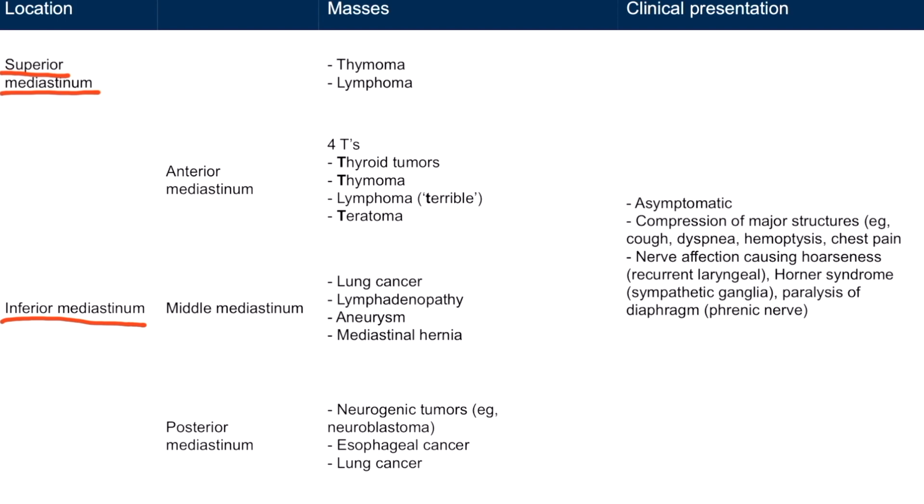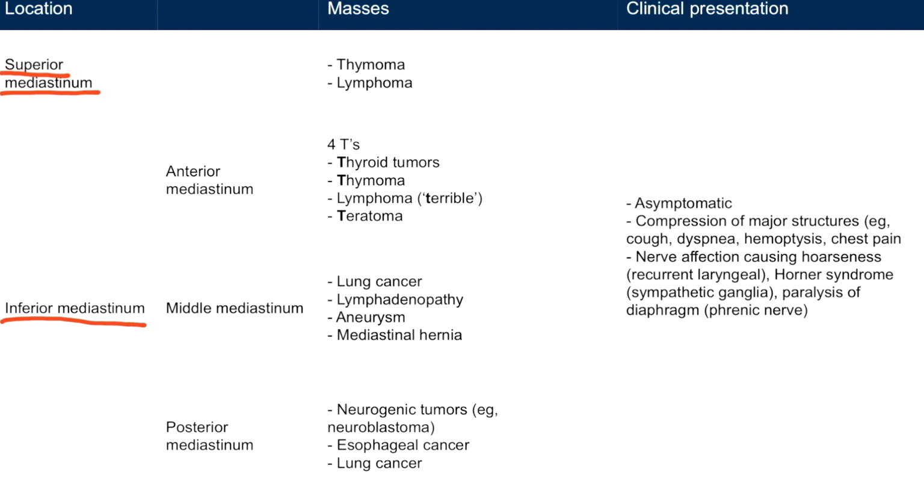Middle mediastinal masses can include centrally located lung cancer, lymphadenopathy, aortic aneurysms, and mediastinal or diaphragmatic hernias. Neurogenic tumors, such as neuroblastoma, esophageal cancer, and lung cancer, can all present as posterior mediastinal masses.